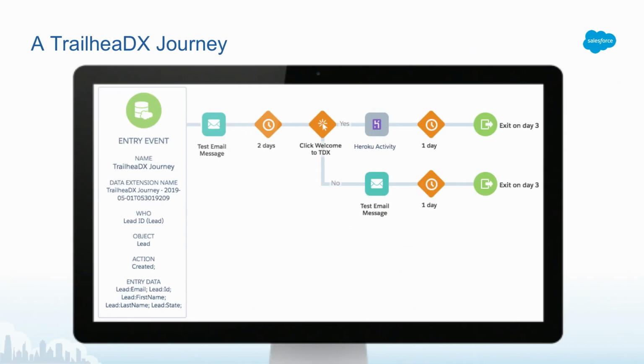So when you build a custom activity, it becomes a new type of icon. So here you can see there's a Heroku activity added after that split. That's available for your marketers to use in any journey. So if you as a developer build a custom activity, it shows up in the panel of activities that marketers can use in all of their journeys.